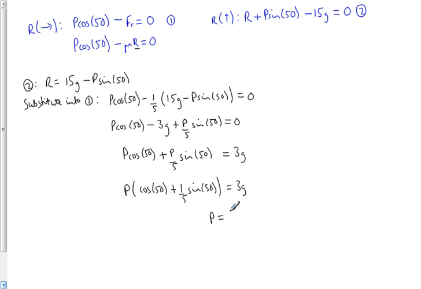Let's just tap it in quickly. So cos 50 degrees plus 1/5 of sin 50 degrees equals some horrible number, 0.7 something, and then I'm going to do 3 times 9.8 divided by my answer, and I get some great big thing, which is 36.93483585. So P is approximately 36.9 newtons.